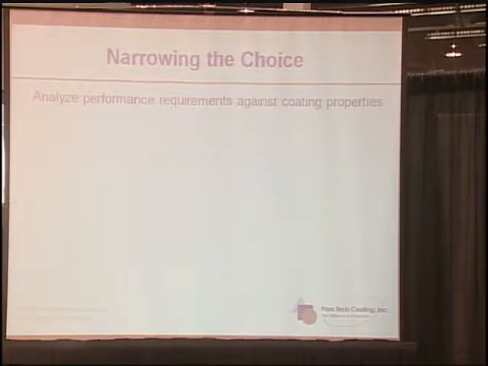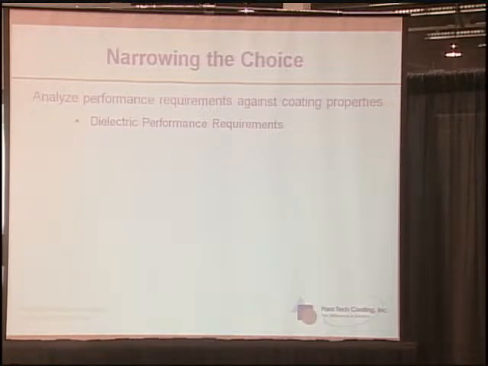Okay, narrowing the choice. Analyzing performance requirements against coating properties. You really want to take a look at the performance of your end product and what that has to do with the coating properties. You have to look at your performance, then at the performance characteristics, the narrowing the choice that we showed you up there, and ask, does that fit what I really need? Because all these coatings, each one of them has a niche. In a lot of cases, not one has a niche for every application out there. They all have different niches and field fit and modifications for your application.